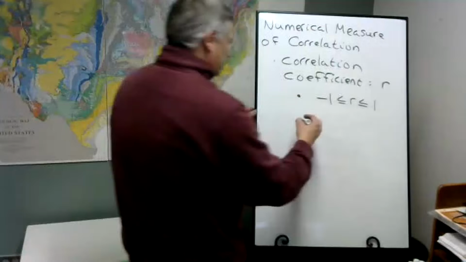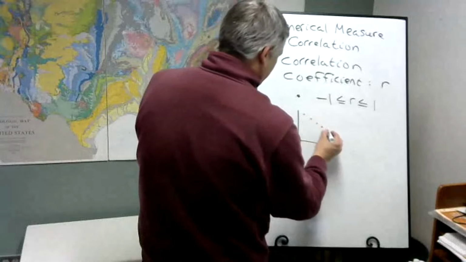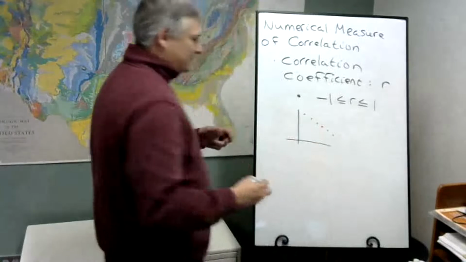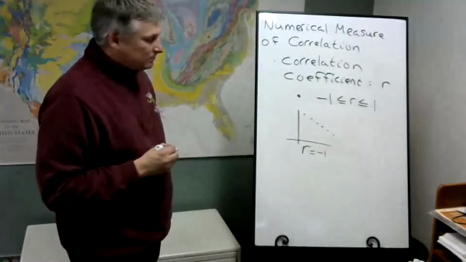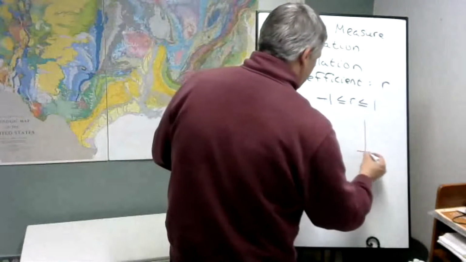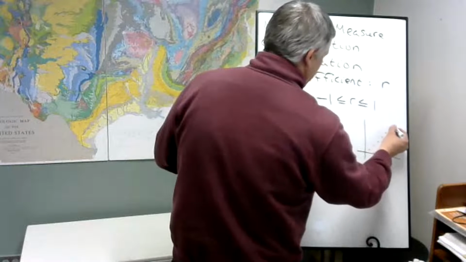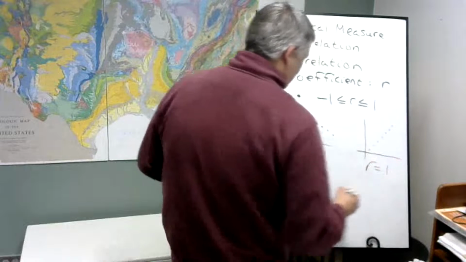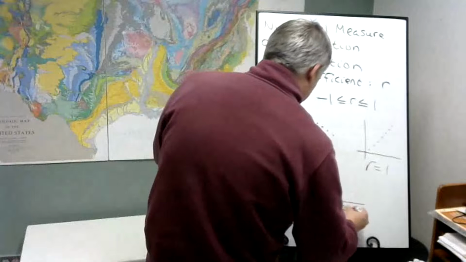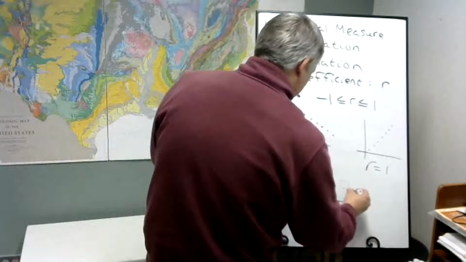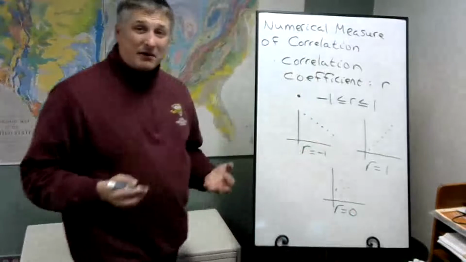What does R equals -1 look like? If you have a perfect linear correlation that has a negative slope, that's R equals -1. R equals positive 1 is a perfect positive slope. And then finally, R equals 0, well, everything's kind of all over the place. Doesn't seem to be any pattern at all.